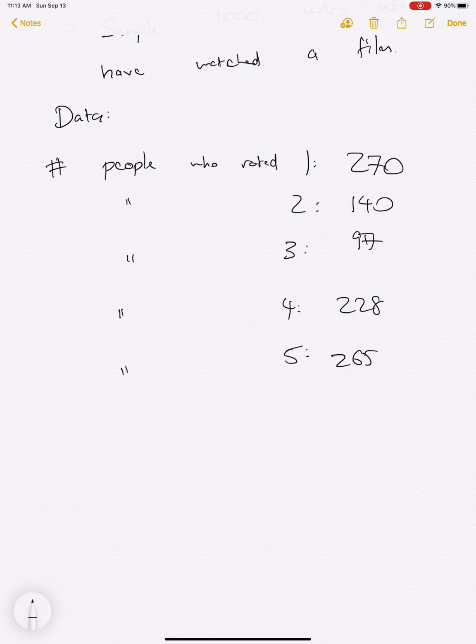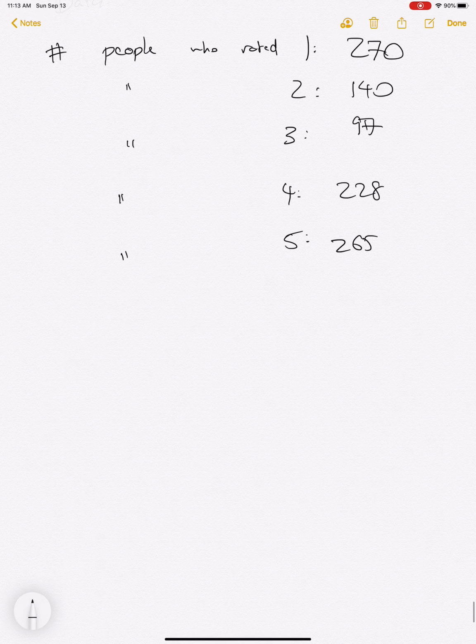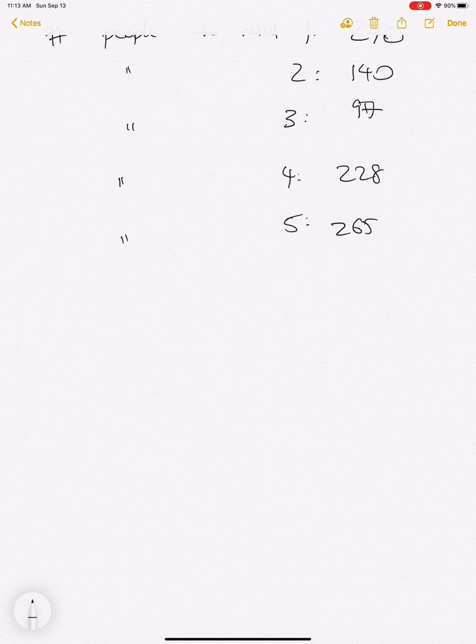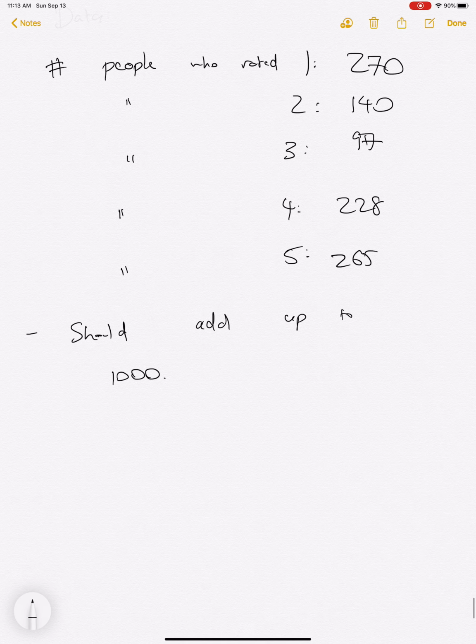And this kind of behavior of having more data near the endpoints is fairly typical. Not many people go on to rate and say that they're going to give a film a 2 or a 3. They're usually going to say, I really like this film, or I really didn't like this film. But obviously there's going to be some in the middle as well. So hopefully the total number should add up to 1,000.